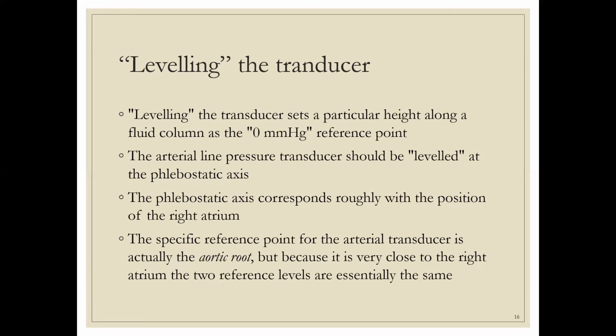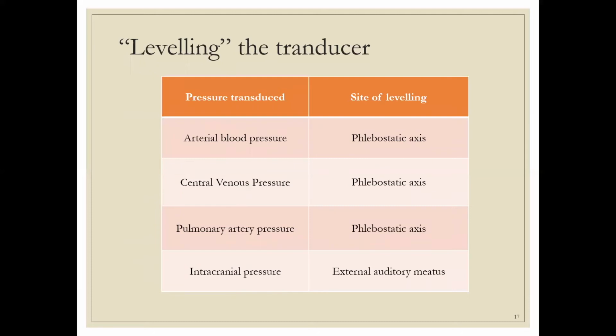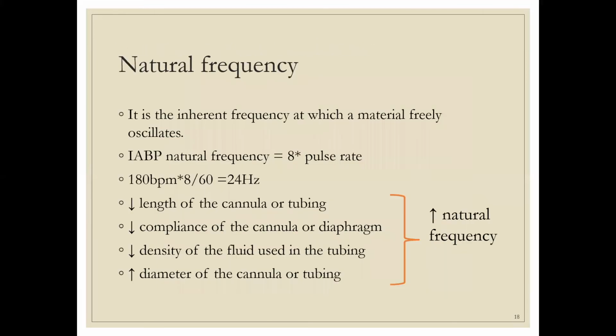Similarly, when we calculate the intracranial pressure, we want the pressure to be recorded at the level of the external auditory meatus. The external auditory meatus corresponds to the foramen of Monro, which is part of the ventricular system. So we want it to be at that level. Hence, we will raise the transducer to the external auditory meatus level. Okay, so this is the table. As said, for various blood pressure systems, our site of leveling is the phlebostatic axis, and for intracranial pressure, our site of leveling is the external auditory meatus.